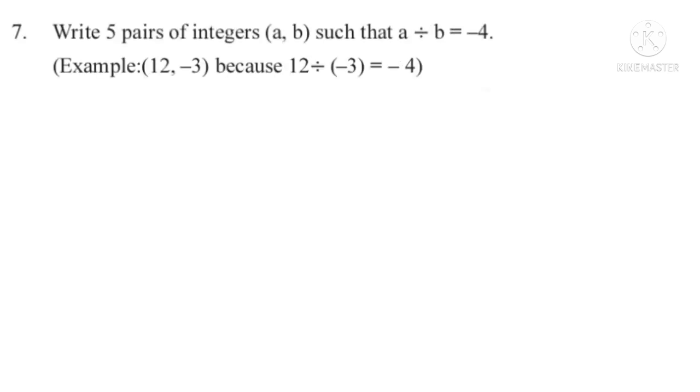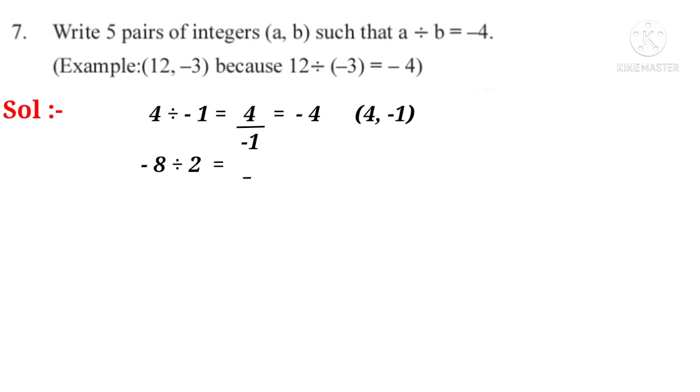Now seventh problem. Write 5 pairs of integers in a pair A, B where A divided by B equal to minus 4. Solution. 4 divided by minus 1 equal to 4 by minus 1. Plus divided by minus is minus, so minus 4. So pair is 4 comma minus 1. Minus 8 divided by 2 equal to minus 8 by 2. On simplification by 2, 2 4 ja, that is equal to minus 4. So pair is minus 8 comma 2.